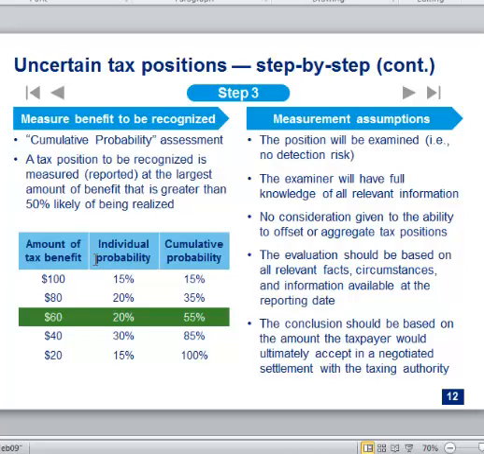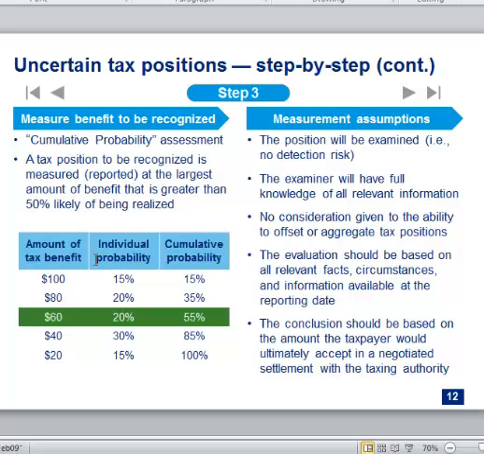So you're supposed to go through those mechanics for a position, and the first outcome you get to where the third column is more than 50%, that's the scenario you book to. Okay? So in this example, you would book $60 of credit, and in turn, you would end up with a $40 liability on your balance sheet to offset the $100 credit you put through your return.